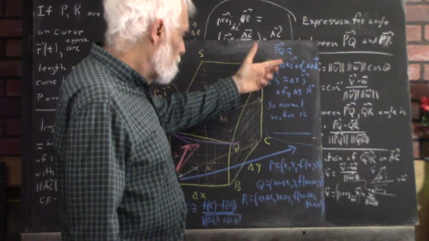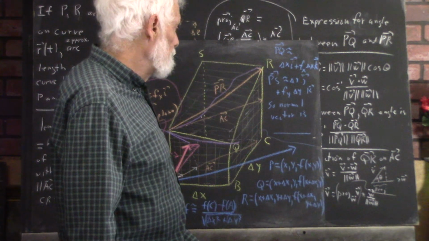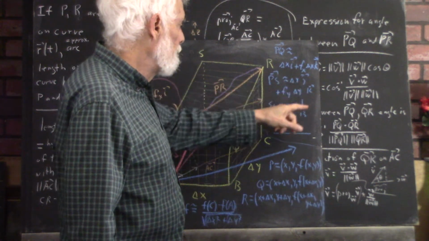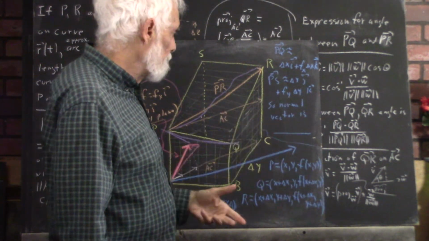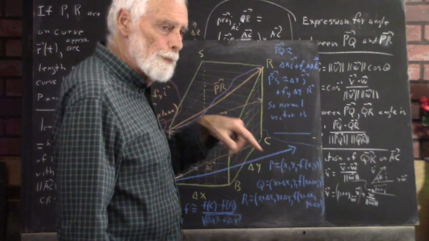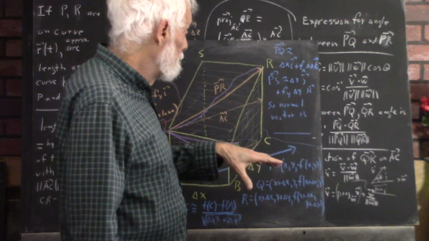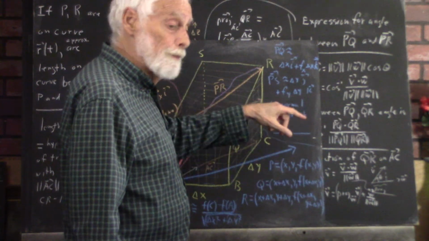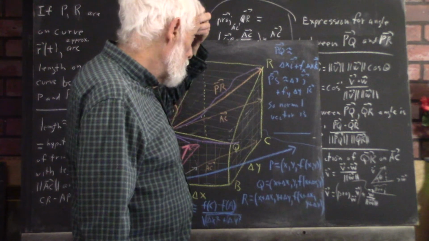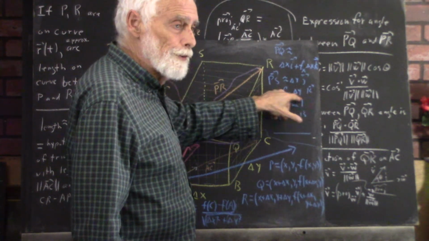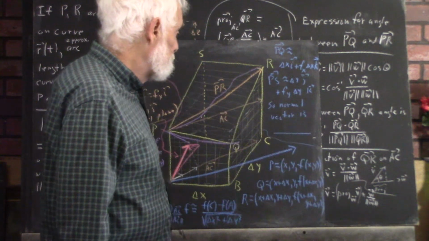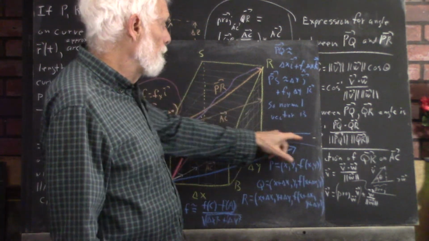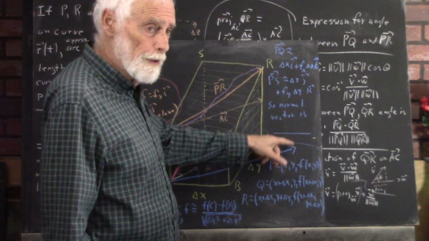And PS, for similar reasons, is approximately equal to delta y j plus Fy delta y being the rise. If the slope is Fy, the y derivative, times your run, delta y, and that rise is in the z direction, so it's that times k. So what's the normal vector? I left a blank here. You really ought to fill in that blank.